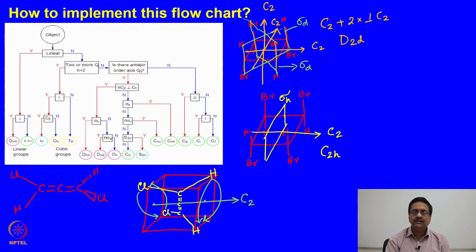In case of allene, when we had 4 hydrogens at the corners, then we had 3 perpendicular C2s bisecting or passing through the center of the faces. But here, since it is substituted and the corner atoms are not the same, it has only one C2 present and no other symmetry element that is present in this molecule. So, the point group of this molecule is C2.